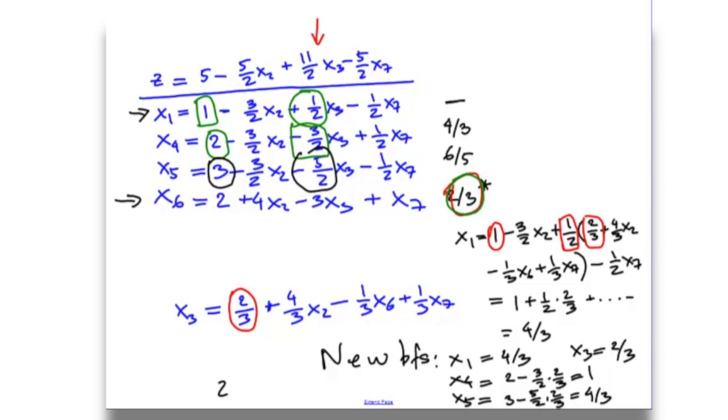The new value of z will be given by the old value of z plus 11/2 times 2/3, right? So it will be 5 plus 11/2 multiplied by 2/3. This gives us 26/3. This was just to illustrate how we can get the new basic feasible solution without really computing the full dictionary to compute all the remaining parameters.